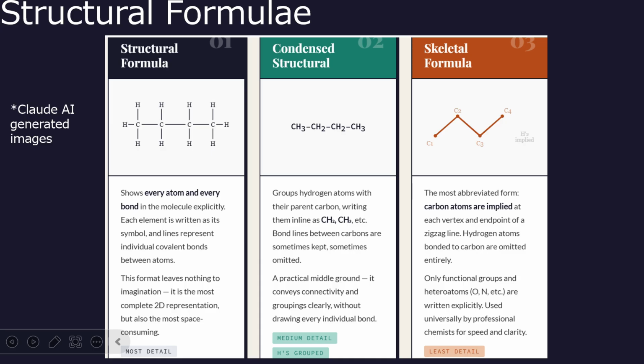We don't draw them, and we have to understand that wherever carbon doesn't have its usual 4 bonds, there are hydrogens attached. Only functional groups and heteroatoms, for example O, N, S, whatever, those are the other atoms that are not part of the organic nature of C and H. They're called the heteroatoms. Those are usually explicitly written. And if there's hydrogens attached to those, they will also be explicitly written. This is used universally by professional chemists for speed and clarity. It has the least detail, but it's the easiest to draw quickly.